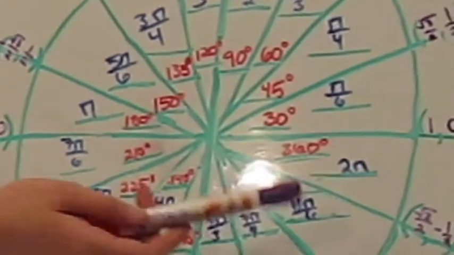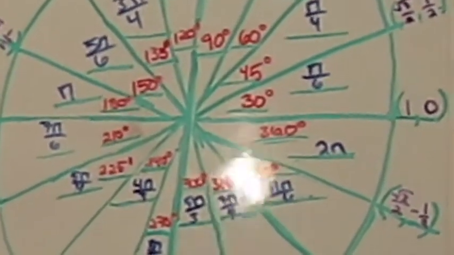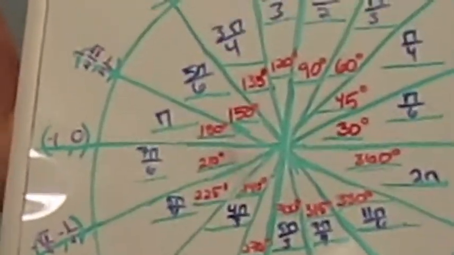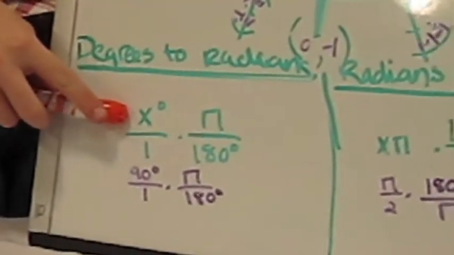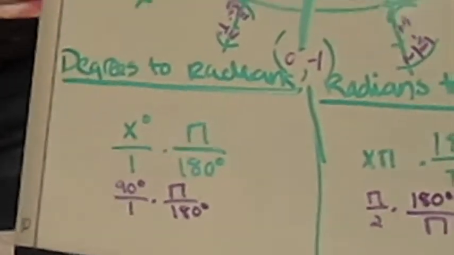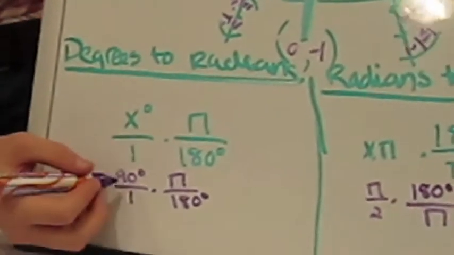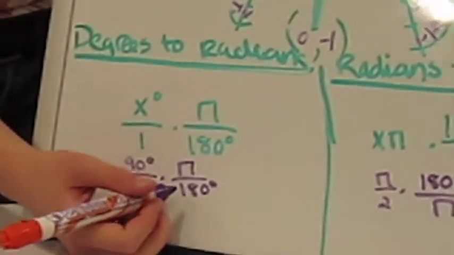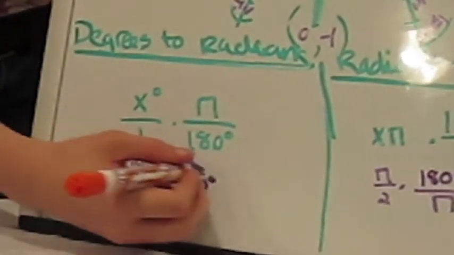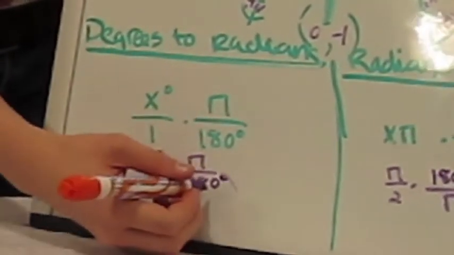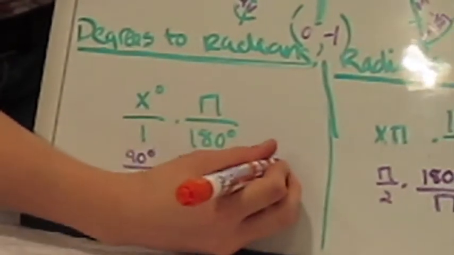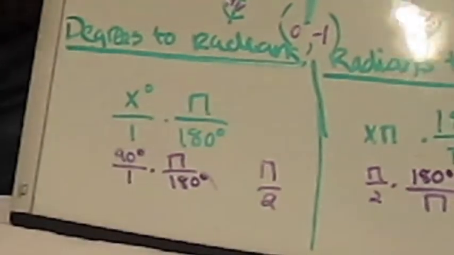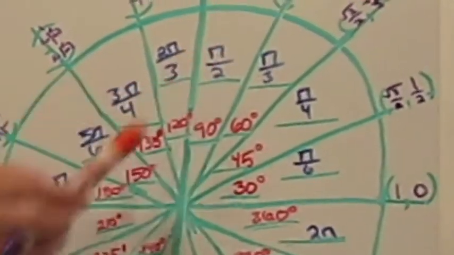The easy part is filling in the radians after that, because there's a simple formula to convert degrees to radians, as shown down here. You take x amount of degrees and multiply it by pi over 180 degrees. So as you can see, I have 90 over 1 times pi over 180. So you can cross these degrees out and simplify this, so it turns out to be pi over 2. And as you can see, right there, pi over 2.